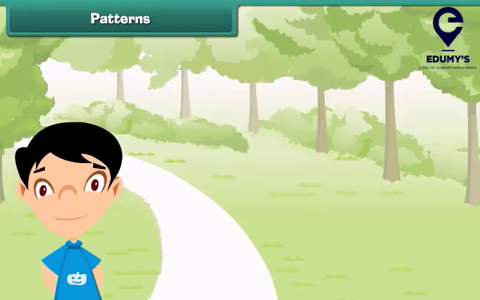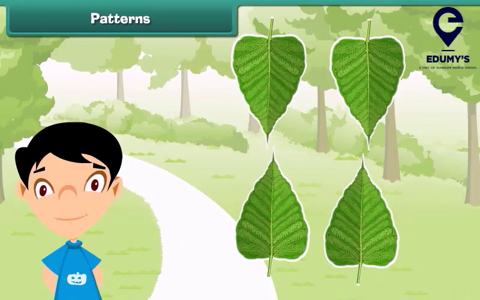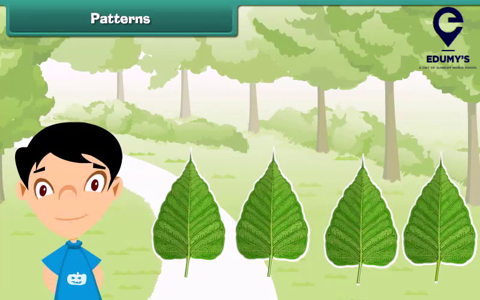Let us now move and make some patterns using leaves. These leaves can be arranged in different patterns. We can arrange them like the arrangement as seen on screen. In fact, there can be many more patterns using the same leaves.